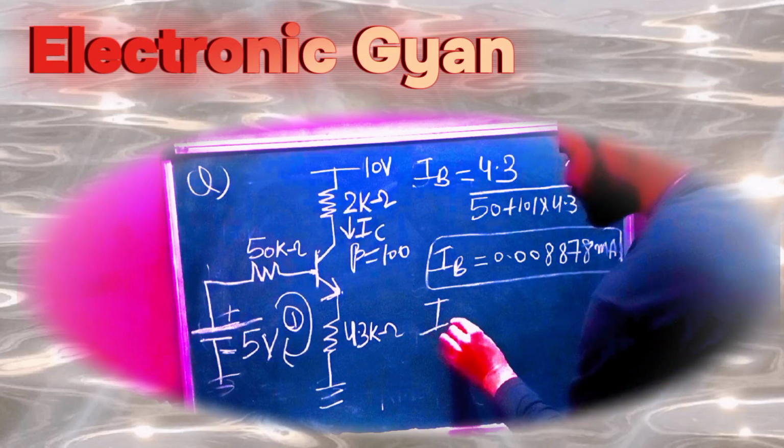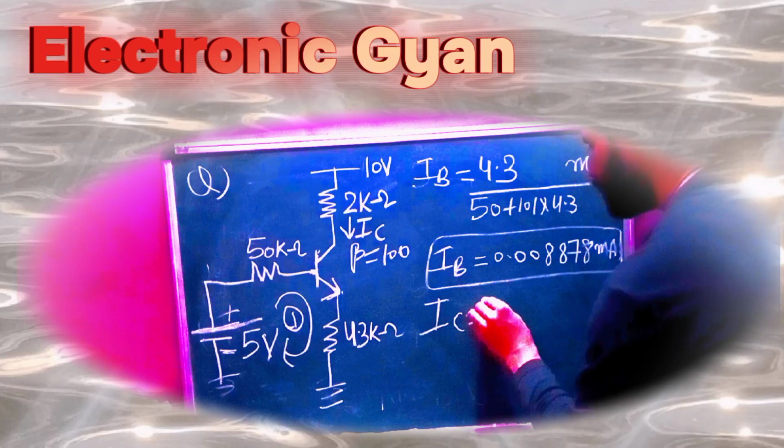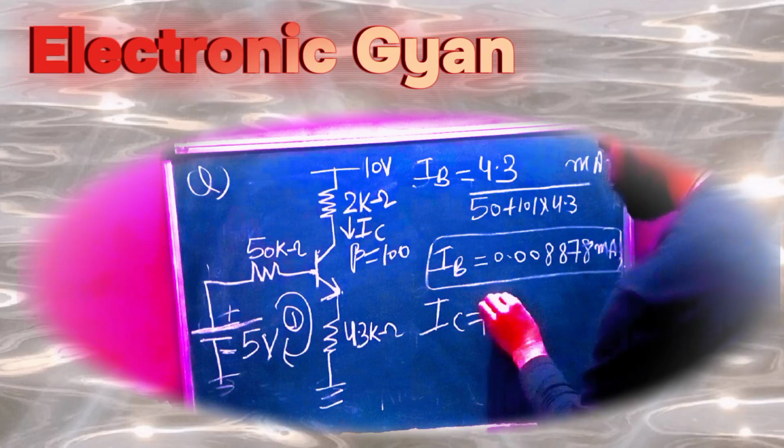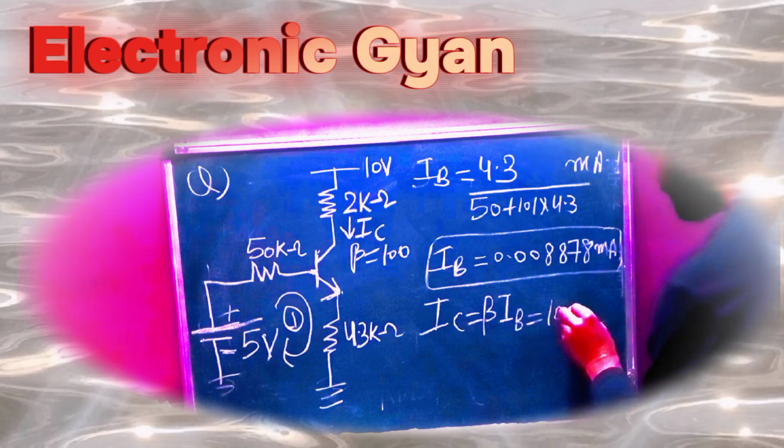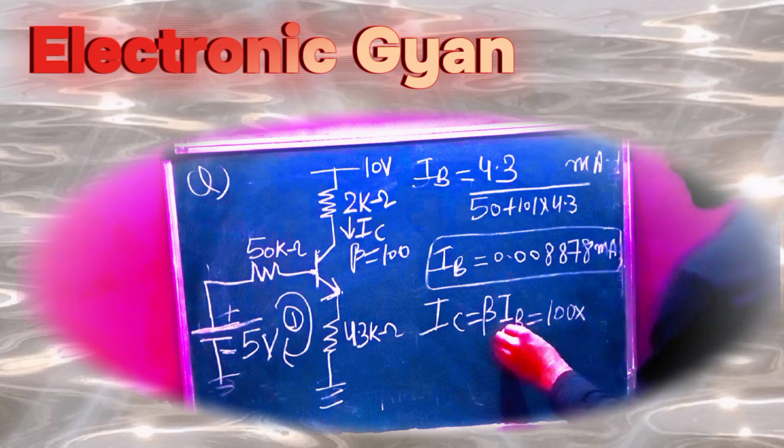Then what will be the IC? IC will be equal to beta into IB. Beta is nothing but 100 into IB, which is what?